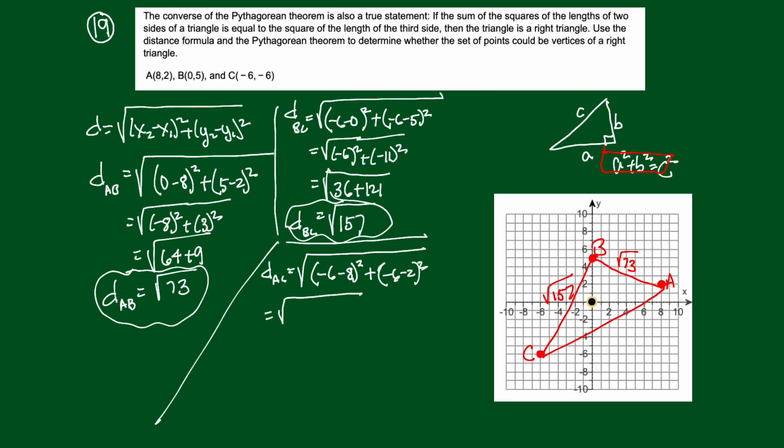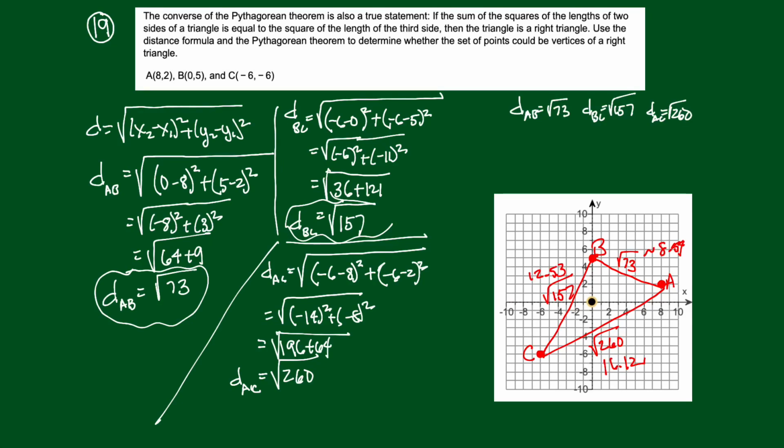This will be negative 14 squared plus negative 8 squared. So this is going to be square root of 14 squared is 196 plus 64. That's going to turn out to be the square root of 260. All right, so that's the distance between A and B. No, it's not. It's A and C. So I'll write that up there. This is the square root of 260.